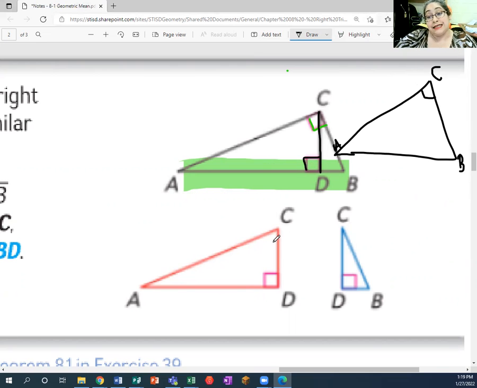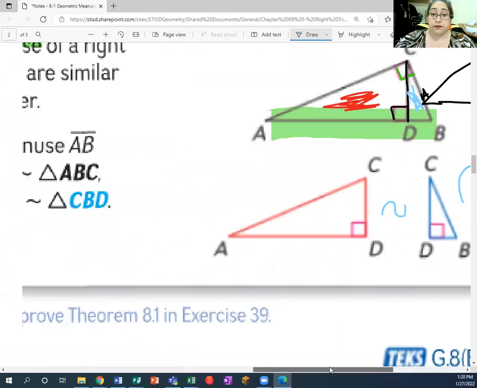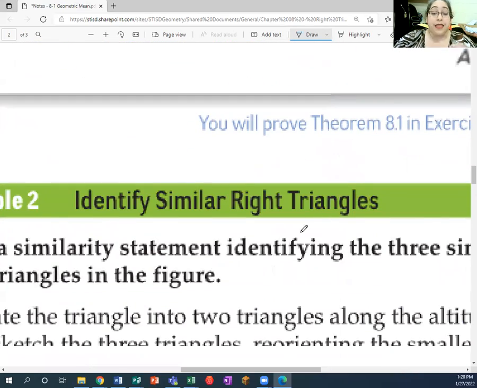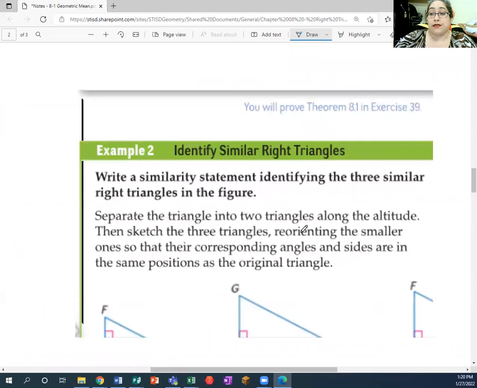What this theorem is saying is that this triangle here on the left, which we've got colored in red, is similar to the triangle on the right side of the altitude, which we've colored in blue. So these two triangles are similar to each other, but they're also similar to the original triangle that I started with in the first place. Okay, let's figure out how we write that.